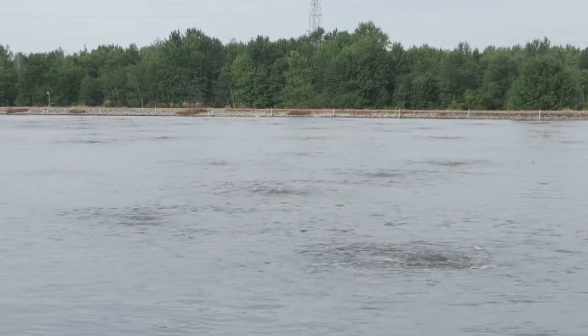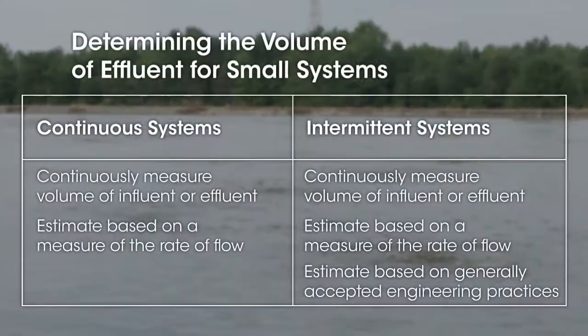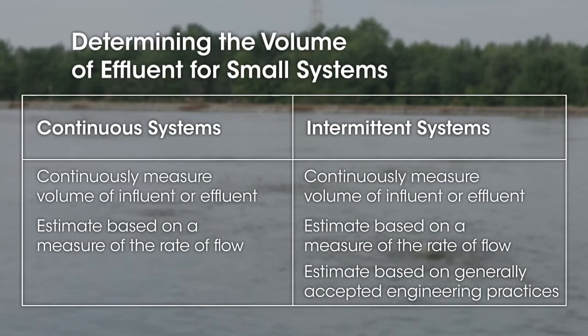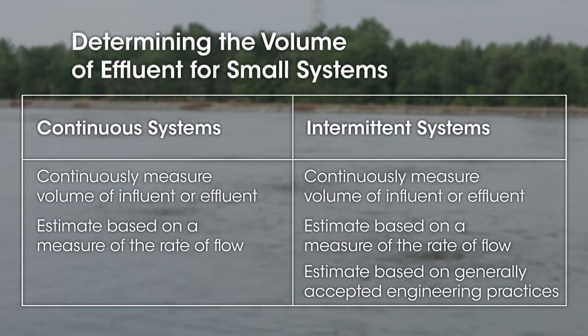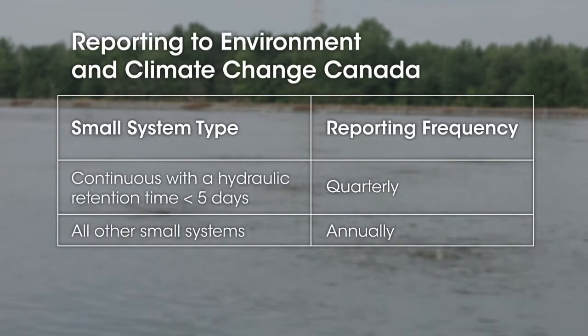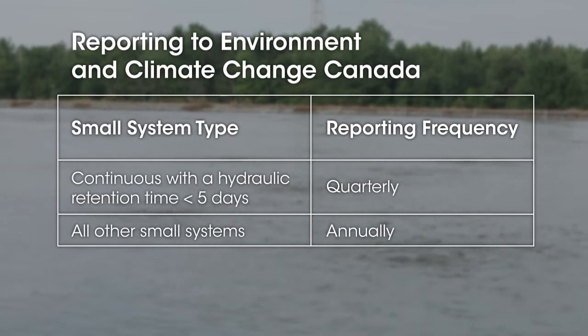For small systems, the daily volume can either be determined by continuously measuring the volume of influent or effluent, or estimated based on a measure of the rate of flow. For small intermittently discharging systems, it is also possible to use a method of estimation that is based on generally accepted engineering practices. Reports with respect to small systems must be provided regularly to Environment and Climate Change Canada.